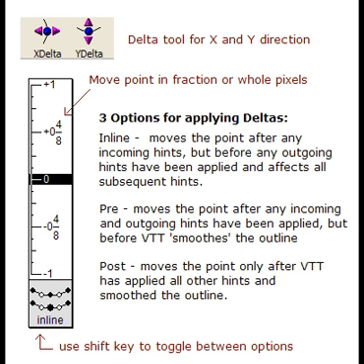An inline delta moves the point after incoming hints but before any outgoing hints and affects all subsequent hints. This works well for adjusting the position of an entire feature. A pre-delta moves the point after incoming hints and outgoing hints have been applied, but before VTT smooths the outline. This can be used for adjusting the weights of features without affecting subsequent hints. And a post-delta moves the point only after VTT has applied all the other hints and smoothed the outline. This approach works well for adding or deleting individual pixels.